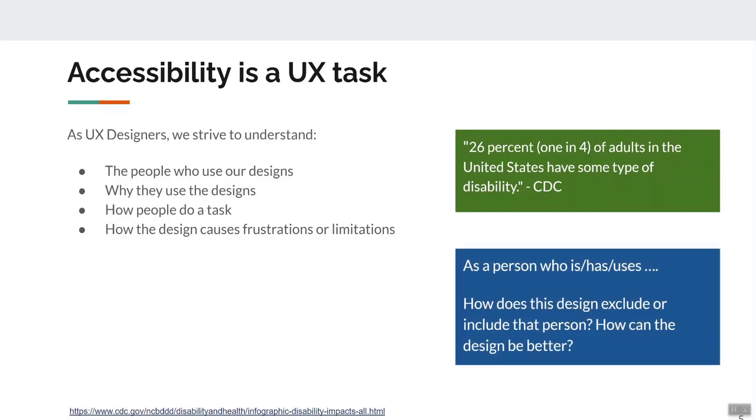So the one thing I really want us to think about during this presentation are a few questions. When we're looking at these different products, let's think to ourselves, as a person who is blind, how can I use a TV remote? As a person who uses a wheelchair, how can I get into a building easier? As a person who is deaf, how can I watch and understand what is being said on a YouTube video? And as designers, when we're looking at these products or services, we need to think about how this design includes or excludes that person, and how the design can be made better.